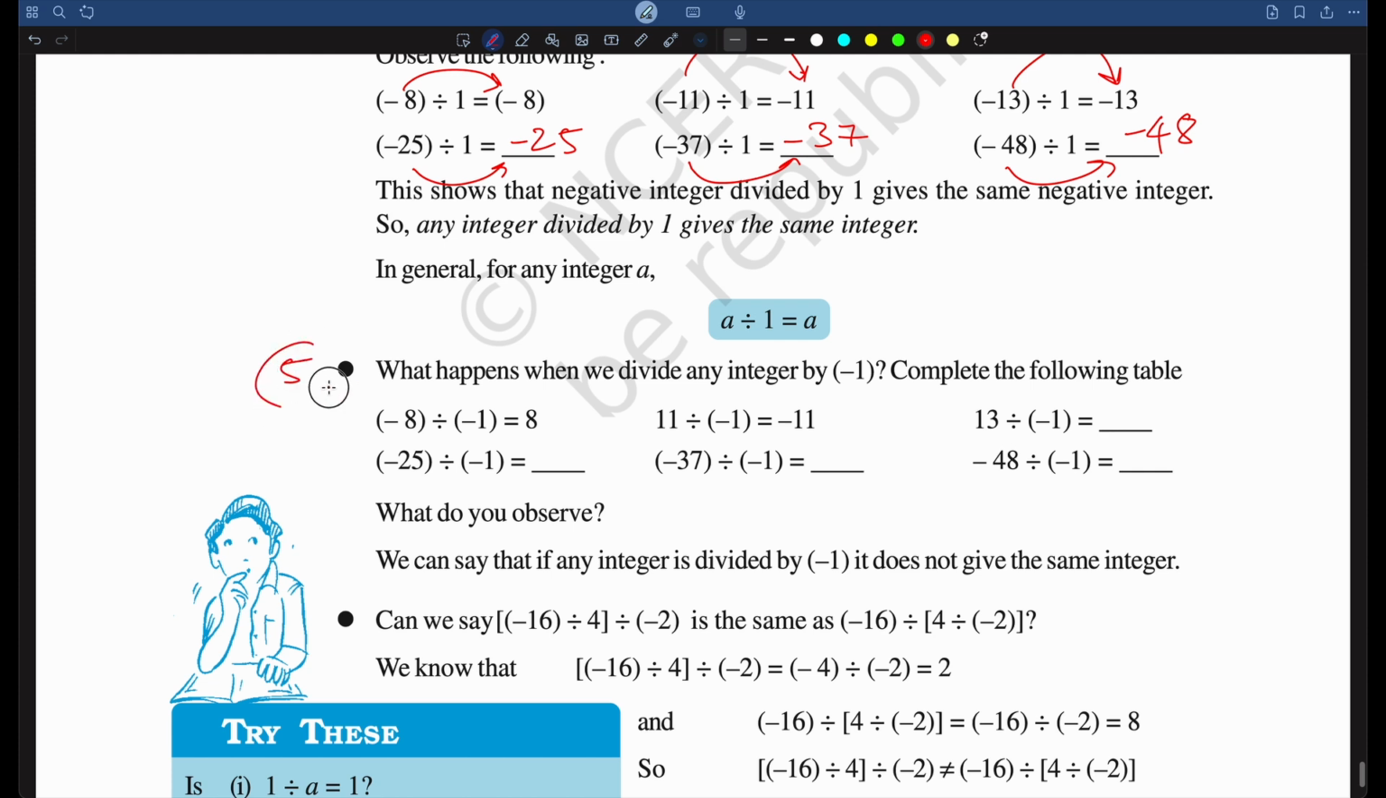Now next property, that is division by minus 1. We will get the negation of the integer, or we can say that we will not get the same integer back. That is, for minus 8, we will not get minus 8 back, but we will get 8, that is the negation of minus 8. We will not get 11 back, we will get minus 11, which is the negation of 11. We will not get 13 back, we will get minus 13, which is the negation of 13. And similarly for all.